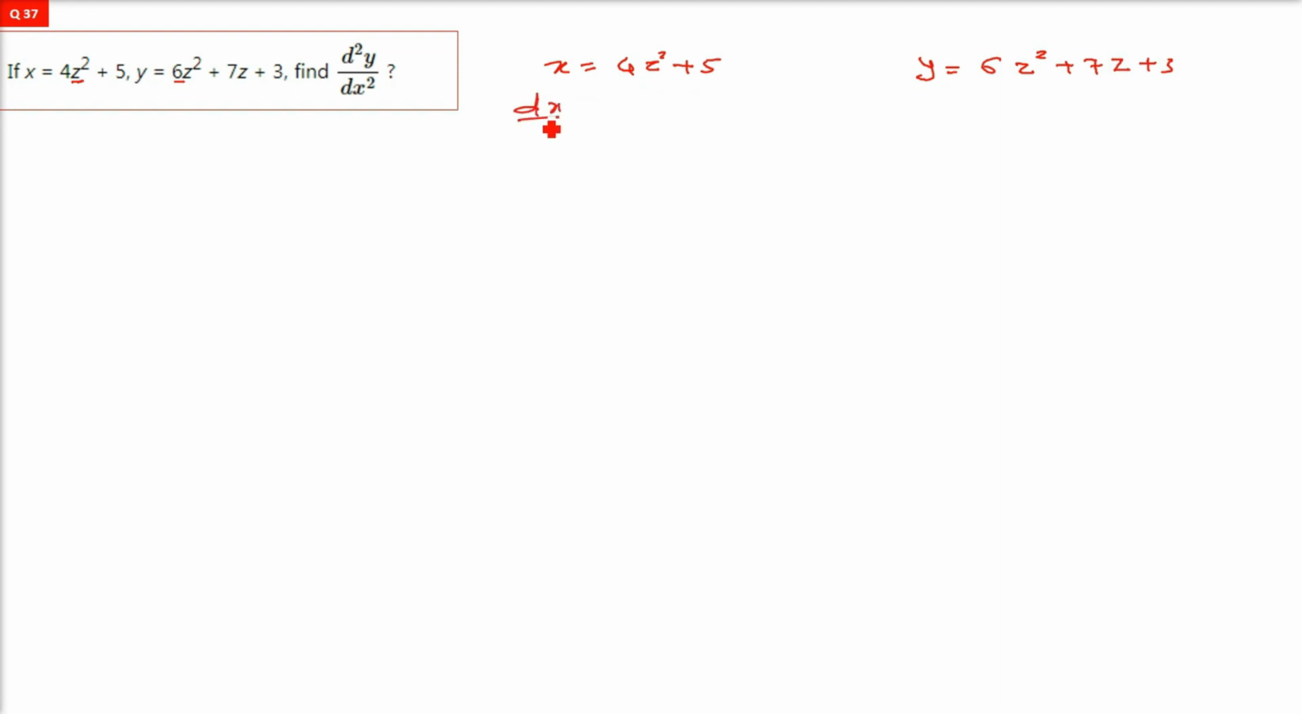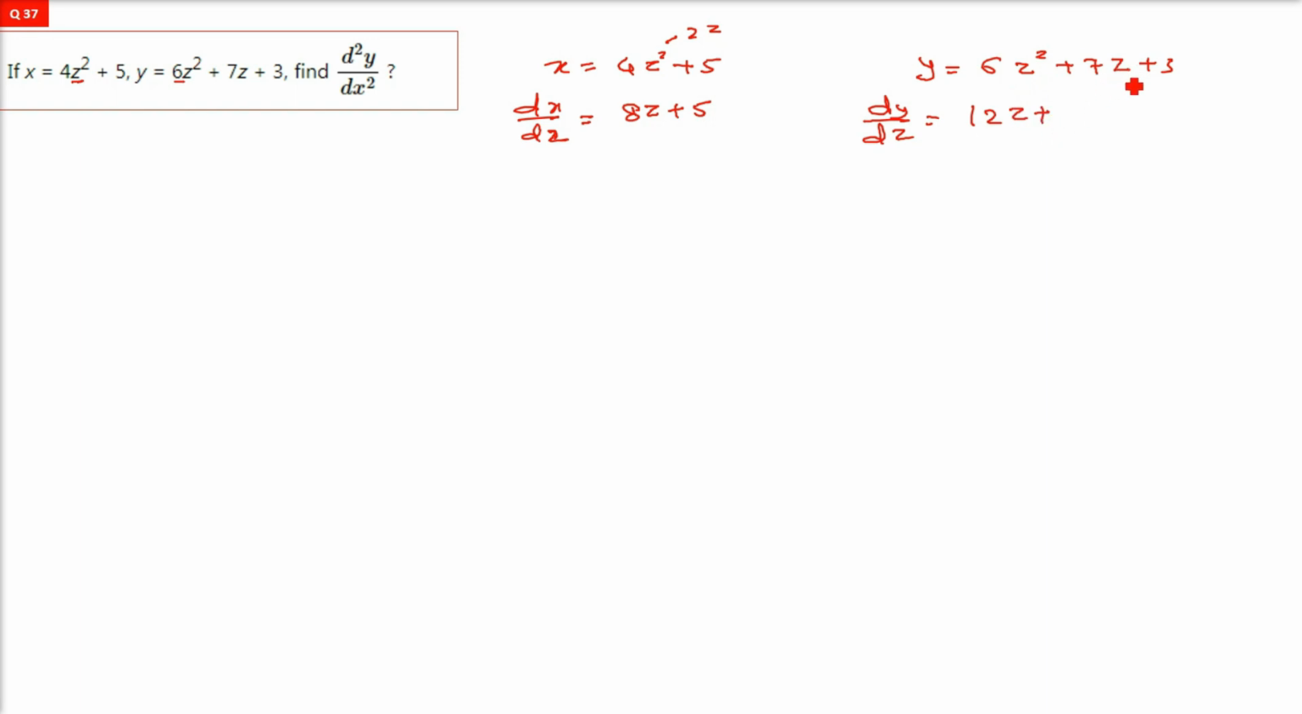dx by dz we will do. Now just assume that we are differentiating with respect to x and z here is x. So 4z square will be 2z, so 8z, plus 0. It's not plus 5, it's 0. dy by dz is, again z square is 2z, 6 into 2z is 12z.